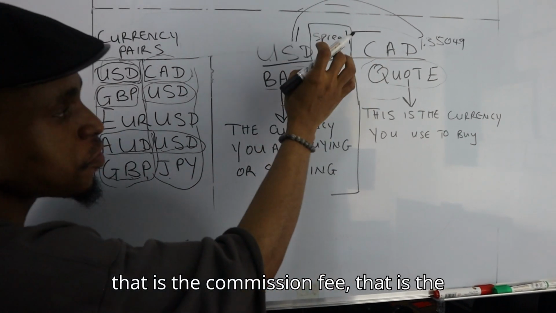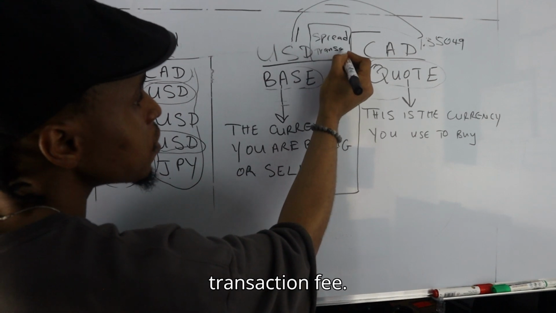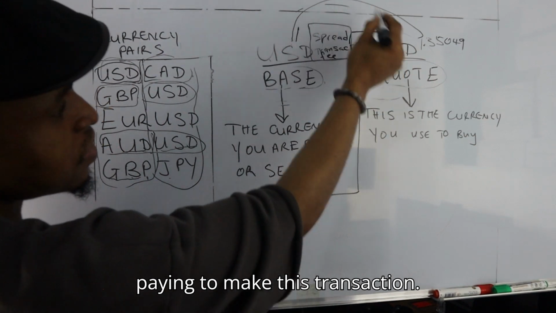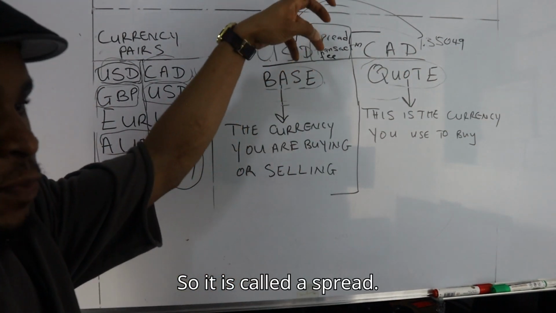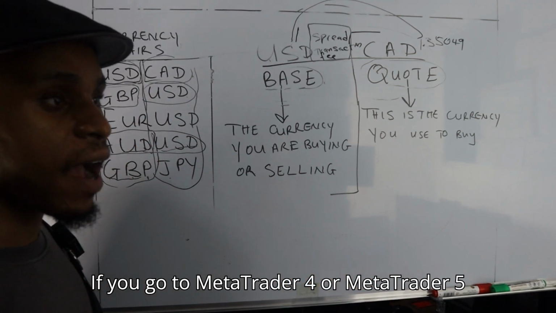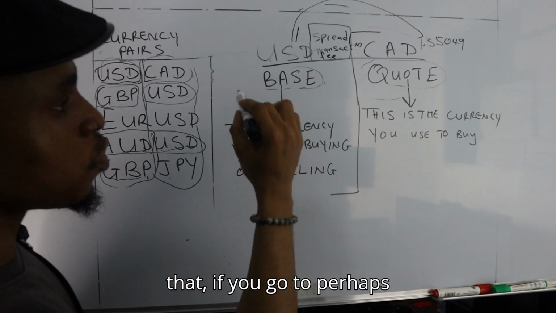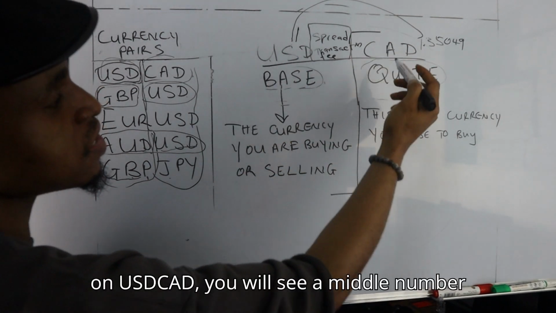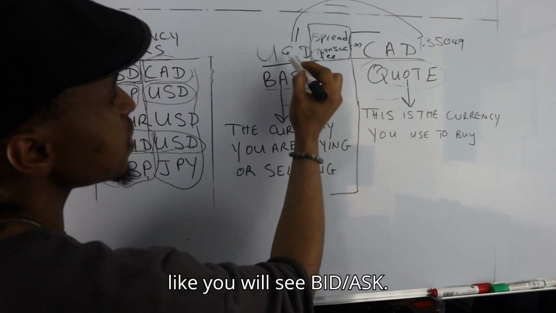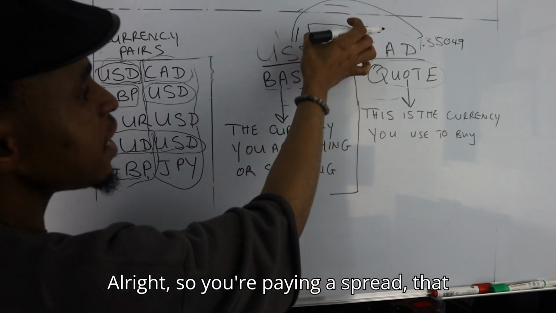That is the commission fee. That is the transaction fee you're paying to make this transaction. So it is called a spread. If you go to MetaTrader 4 or MetaTrader 5 and you create an account, go to perhaps USD CAD, you will see a middle number, like you will see bid and ask. So you're paying a spread.